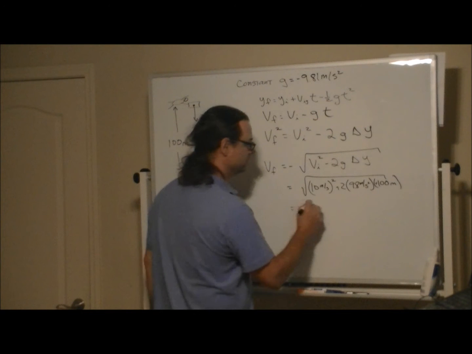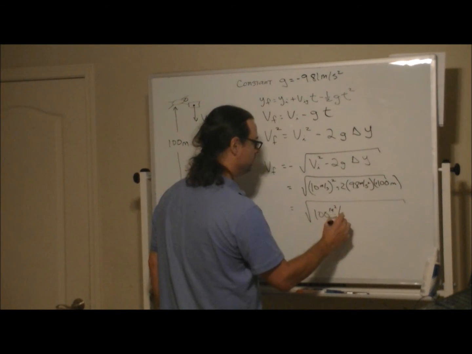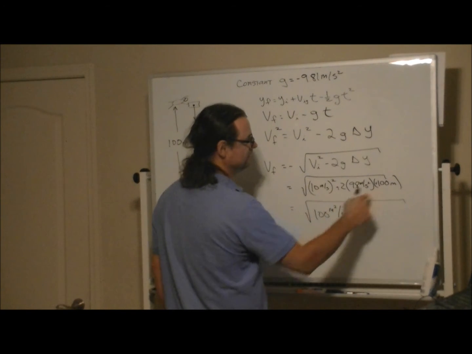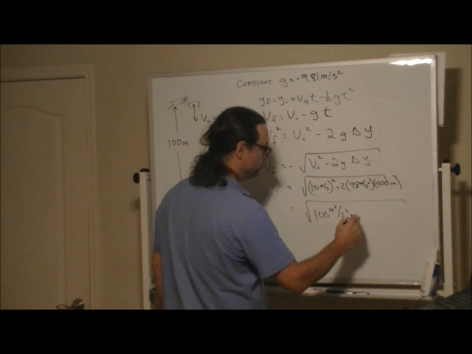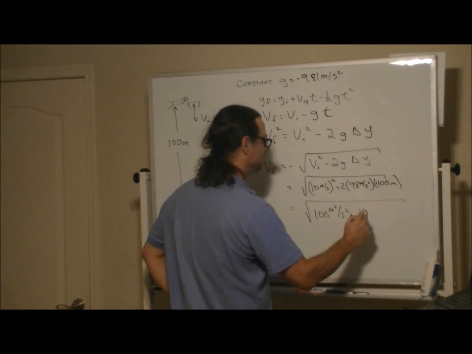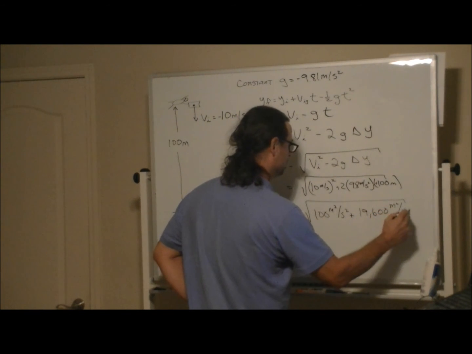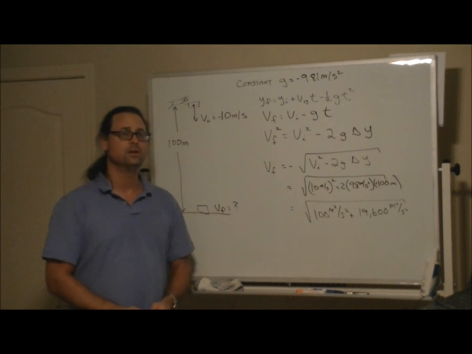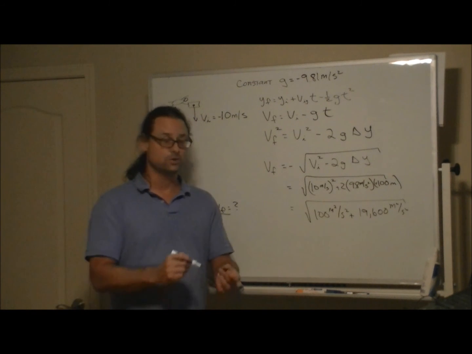So it's the square root of 100 meters squared per second squared plus, now 9.8 times 100 is 9,800 times 2, I think that's going to be 19,600 meters squared per second squared. So I'll leave plugging in the numbers and completing the algebra as an exercise for the diligent student so we can get along to the next problem.